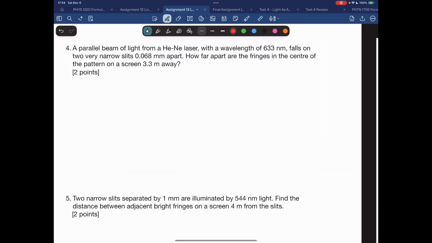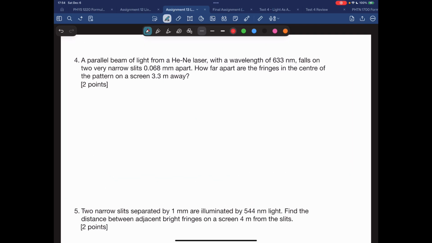Question 4. A parallel beam of light from a helium neon laser with a wavelength of 633 nanometers falls on 2 very narrow slits, 0.068 millimeters apart. How far apart are the fringes in the center of the pattern on a screen 3.3 meters away? So, using our same double slit fringe spacing formula here, we are looking at the fringes in the center. So we're going to say that m equals 1.